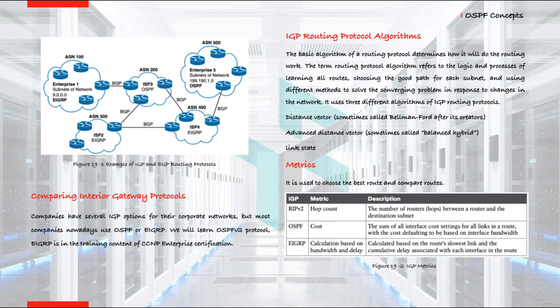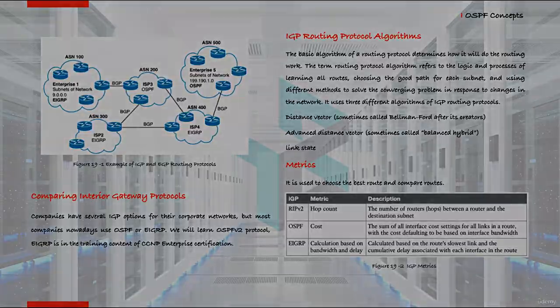Now let's briefly compare the interior gateway protocols. RIP is a distance vector protocol. EIGRP is an advanced distance vector protocol. OSPF is a link state routing protocol. These routing protocols have metrics that they use to choose the best route. RIP version 2 uses hop count to choose the best path, meaning it looks at the nearest router information. OSPF looks at the cost values and speeds of the interfaces, and EIGRP calculates the best metric based on the bandwidth and delay information of the interfaces to choose the best way.